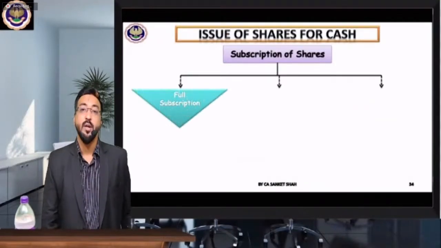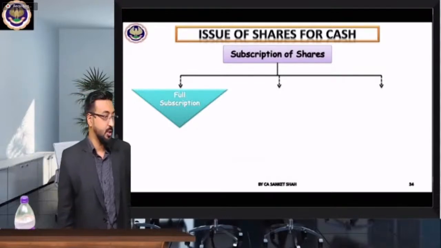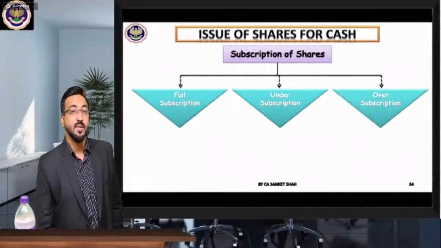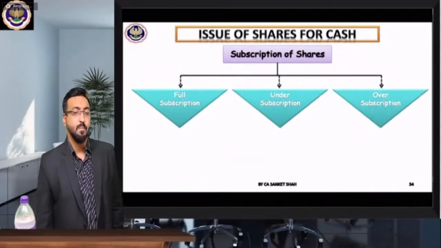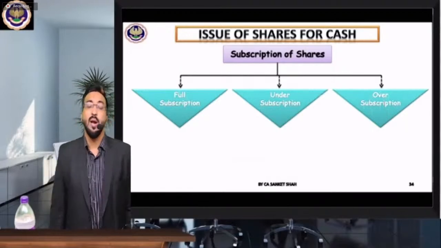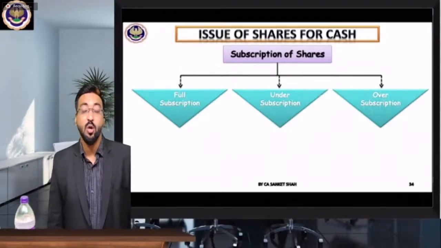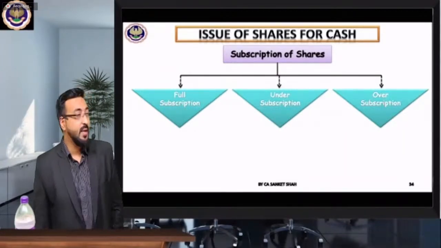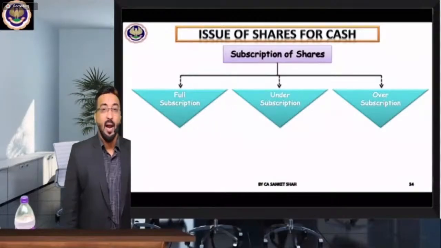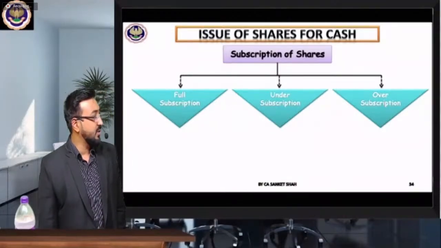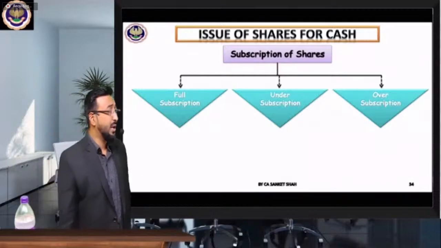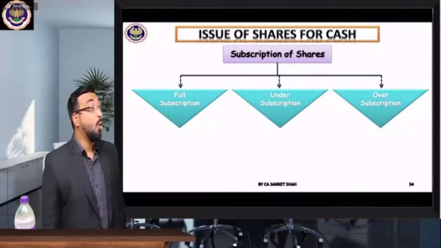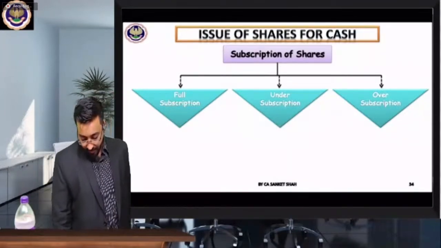But I already told you about this concept of subscription: full subscription, under subscription, and over subscription. Sir, if you allot 1 lakh shares, but there was an application for 1,20,000 shares. So 1,20,000 shares people applied and you allotted only 1 lakh shares. So option number 1, you can refund it. You can refund 20,000 shares in case of over subscription. This is called over subscription.